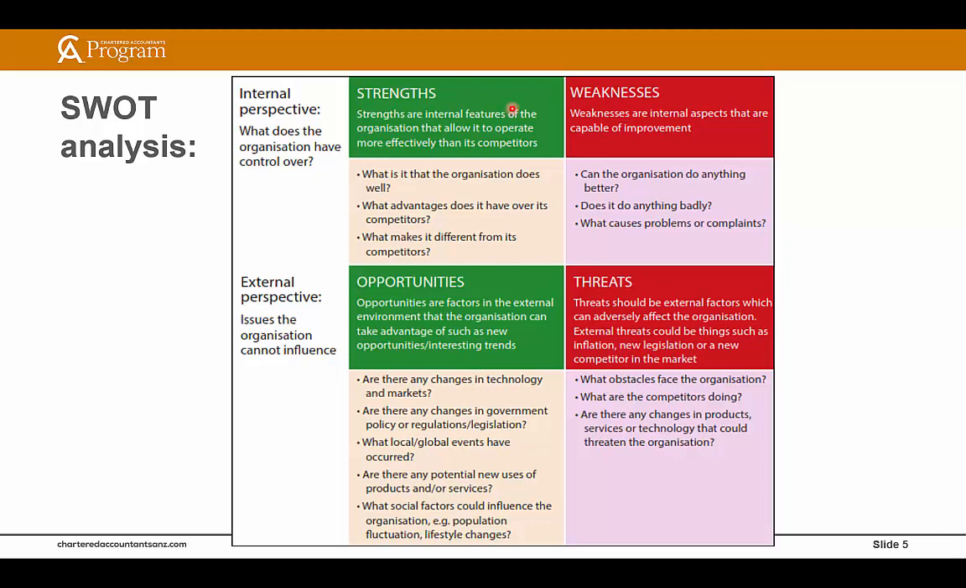The strengths and weaknesses are internal and cover what we are good at as well as what we are weak at, what makes us different from our competitors. So if all our competitors are also doing something, then we can't call it a strength. On the other hand, opportunities and threats are external. What is changing in the external environment that gives us some potential opportunity or threat? So we generally don't have control over them, but bear in mind that these issues may not yet have happened. That is, there may be a potential issue.